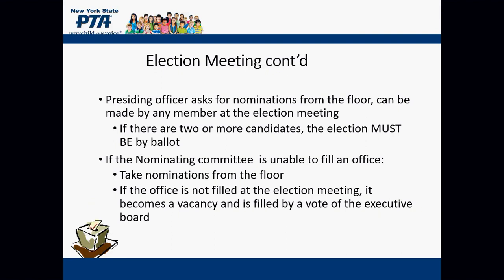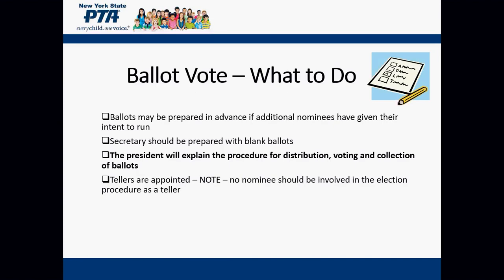Now, if the presiding officer asks for nominations from the floor, they can be made by any member at the election meeting. If there are 2 or more candidates, the election must be by ballot. If the nominating committee is unable to fill an office, let's say they could not find anybody for vice president, then the office is vacant and anybody can run from the floor, because at that point there's no 2-day notice. Nobody stepped up for it, so anybody could run from the floor for that particular office and nominations would be taken from the floor.